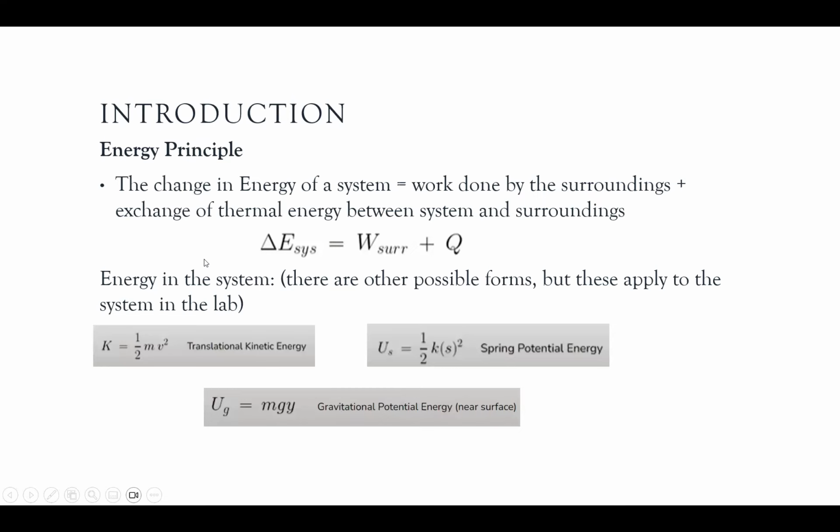The energy principle states that the change in energy of a system is equivalent to the work done by the surroundings, plus the exchange of thermal energy between the system and the surroundings, as shown here. The energy in this system would be the kinetic energy of the mass, the spring potential energy, as well as the gravitational potential energy. These equations are represented in the computational model as well.